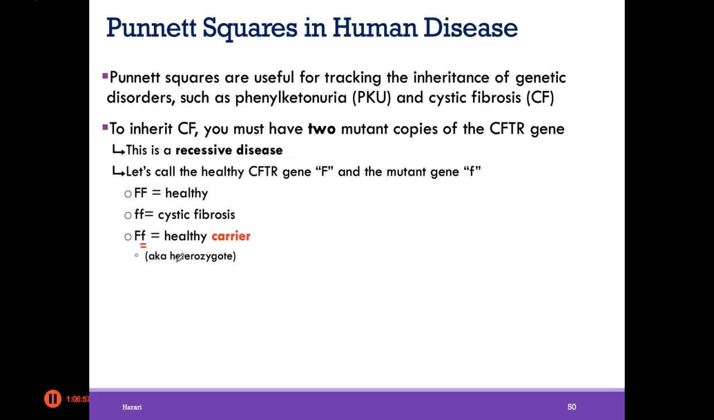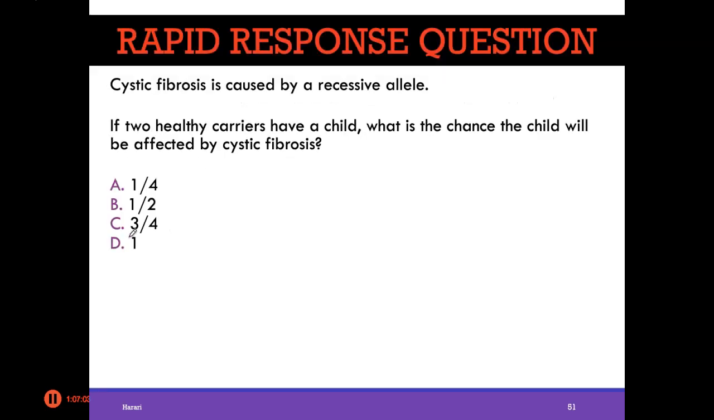So in diseases, we call the heterozygotes carriers because they carry the diseased allele, but they're healthy. So let's try to do this type of Punnett square. If two healthy carriers for CF have a child, what is the chance the child will be affected by cystic fibrosis? So affected means will have it. And two healthy carriers means they're big F, little f. So pause here and draw a Punnett square.